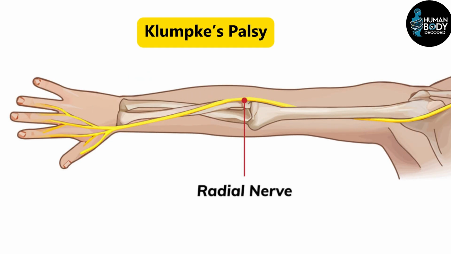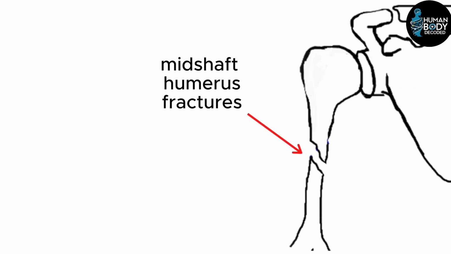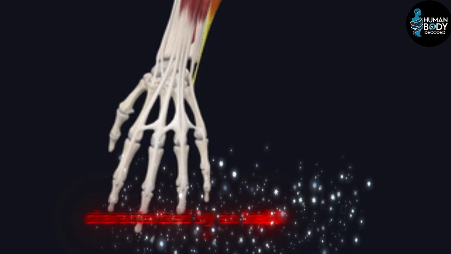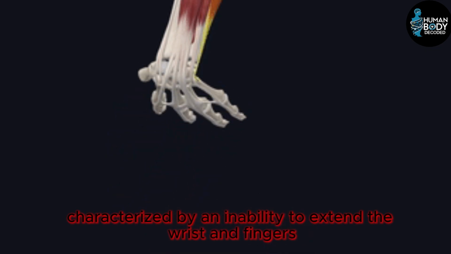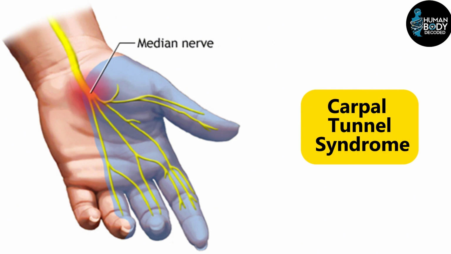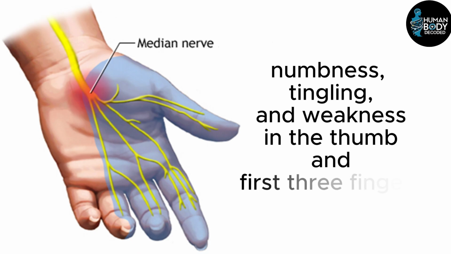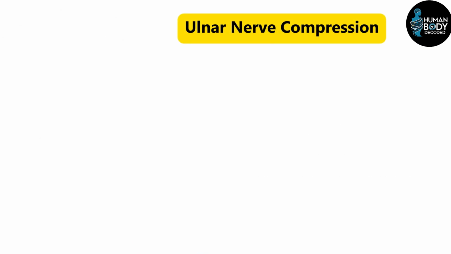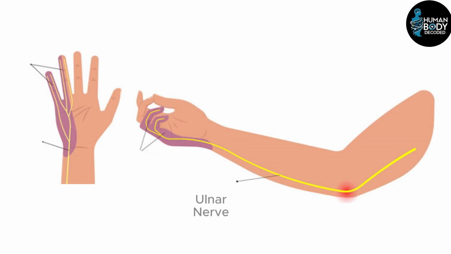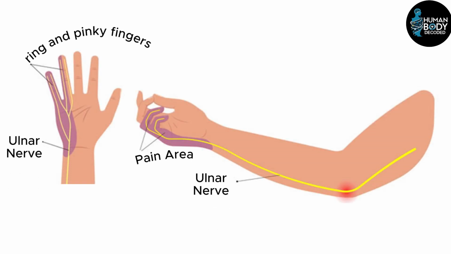Radial nerve injury. It is typically caused by midshaft humerus fractures. It leads to wrist drop, characterized by an inability to extend the wrist and fingers. Carpal tunnel syndrome. It is compression of the median nerve at the wrist, causing numbness, tingling, and weakness in the thumb and first three fingers. Ulnar nerve compression. It is often seen in cubital tunnel syndrome, resulting in numbness in the ring and pinky fingers and difficulty with fine motor tasks.